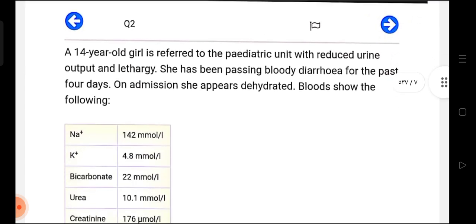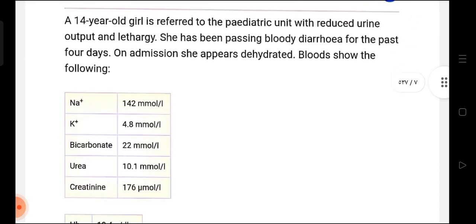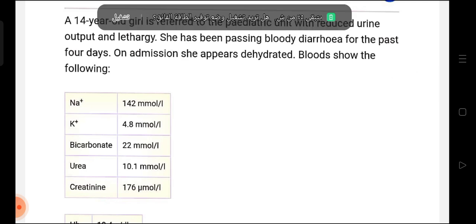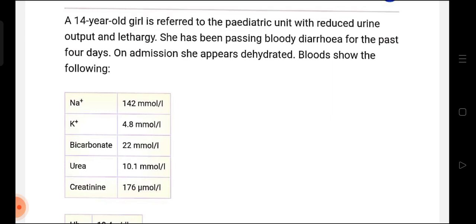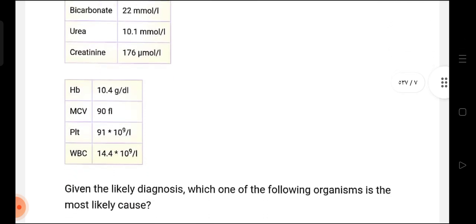Okay. The next question is a 14-year-old girl referred to a pediatric unit with reduced urine output and lethargy. She has been passing bloody diarrhea for the past 4 days. On admission, she appears dehydrated. Blood shows the following: sodium 142, potassium 4.8, bicarbonate 22, and urea is 10.1. Creatinine was 176. Hemoglobin level was 10.4.